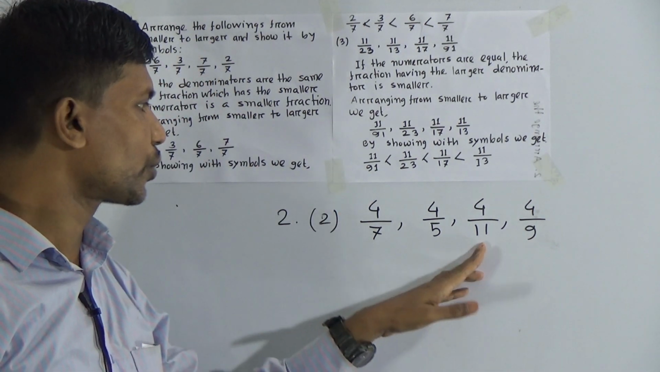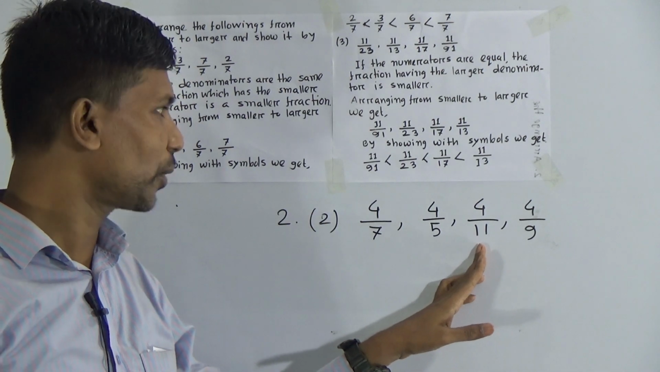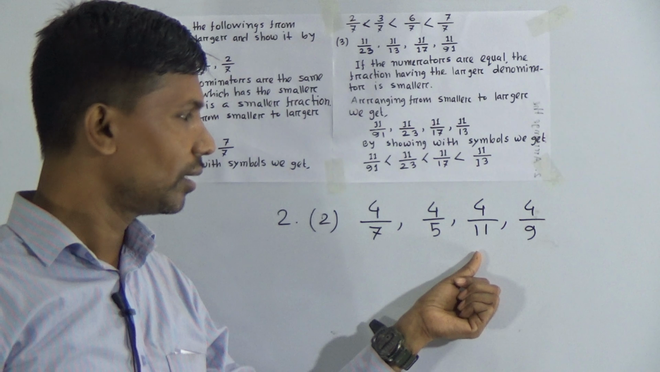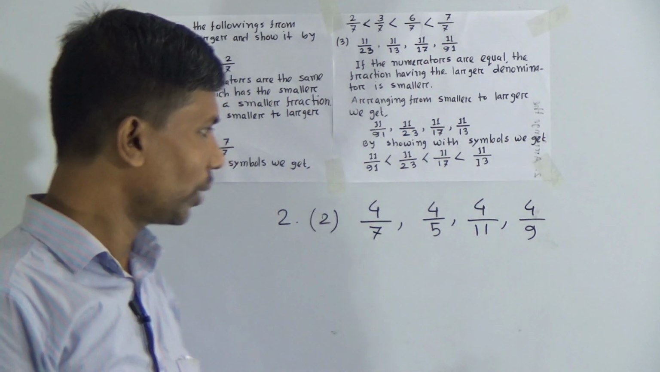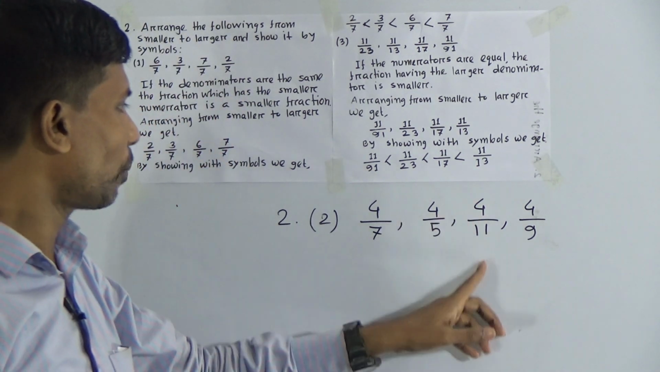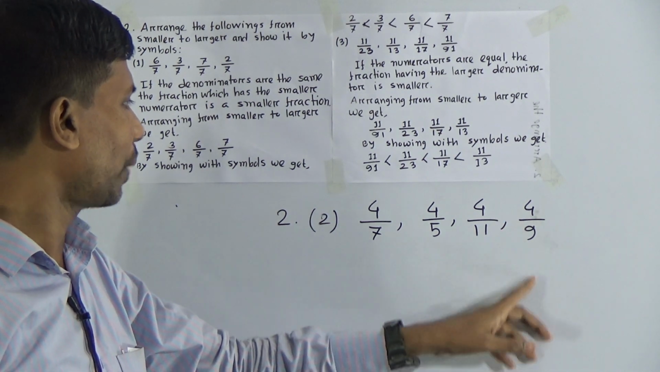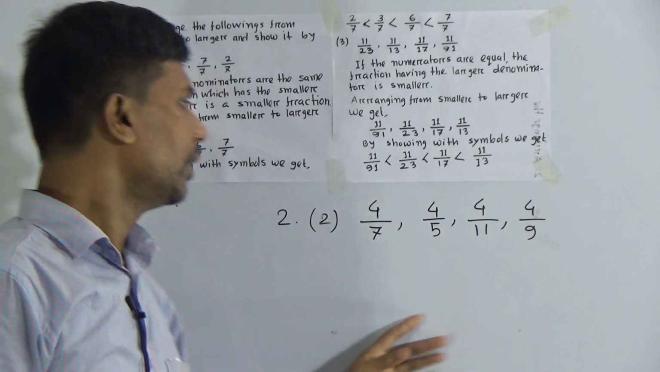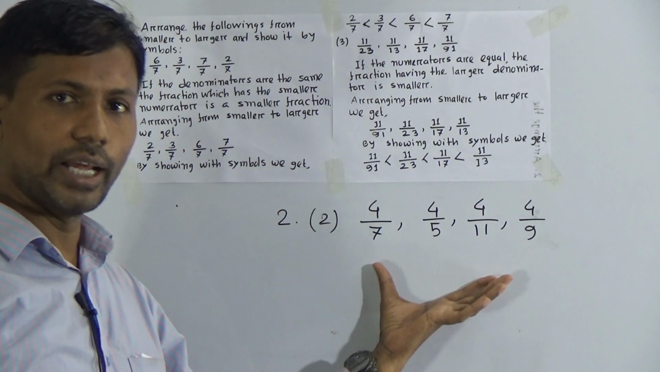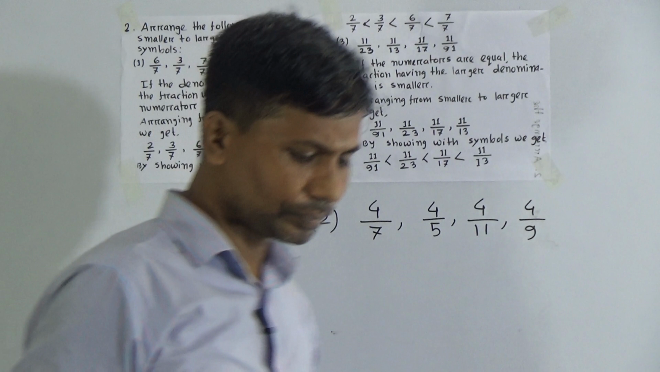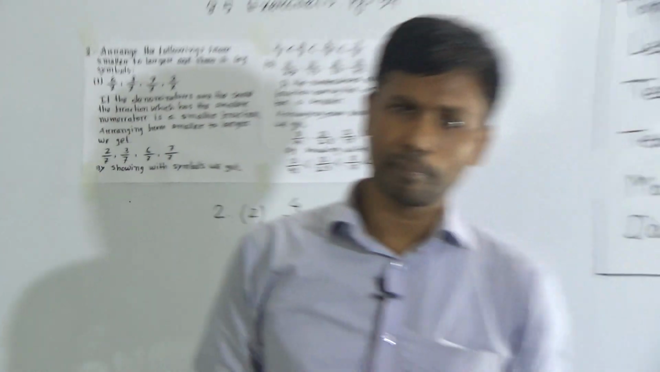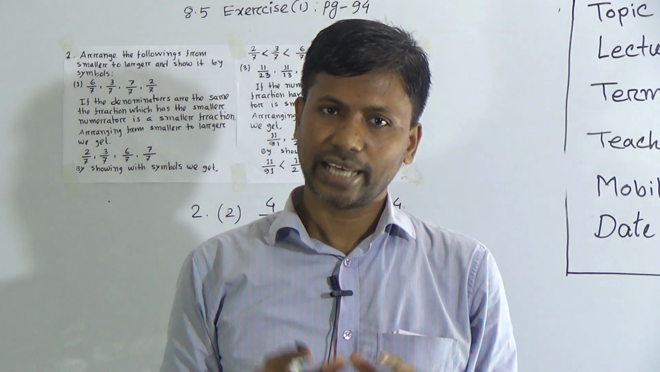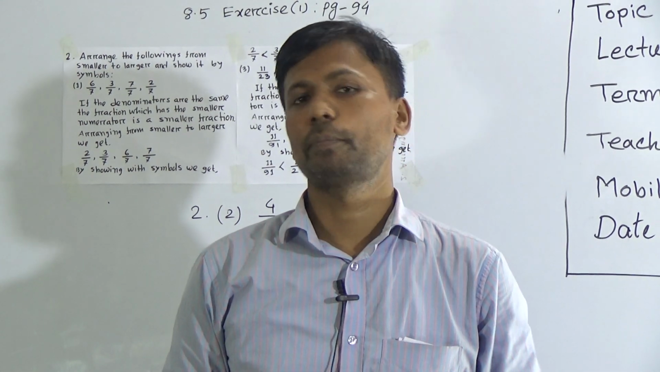You see, 4 by 11 is the smallest, because you see 11 here is the greatest one. Okay, student. Then 4 by 11, then 4 by 9, then 4 by 7, then 4 by 5. Dear student, this is your SW. Okay, you solve it. Dear student, you submit this SW copy on Saturday within 9 a.m. to 3 p.m.